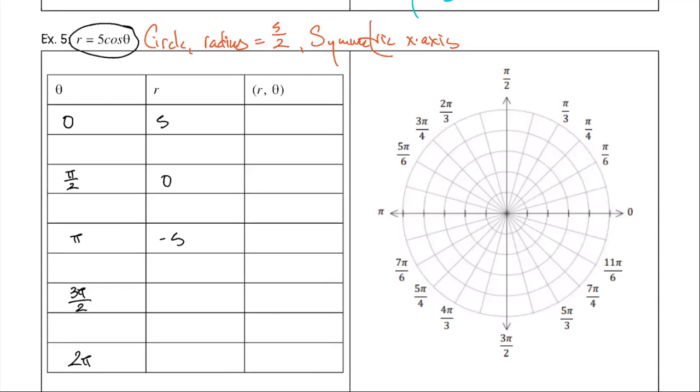I plug in 3 pi over 2. I'm going to get 5 times cosine of 3 pi over 2, which is going to be 0. And I plug in 2 pi, and I'm going to get cosine of 2 pi, which is 1, and 5 times 1 is 5. Okay?